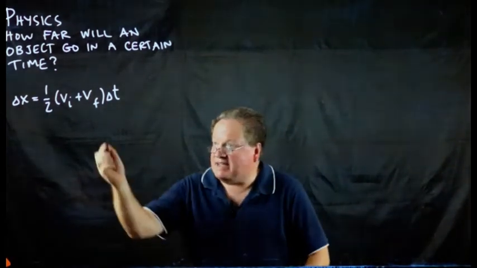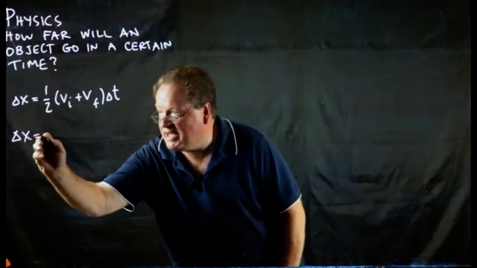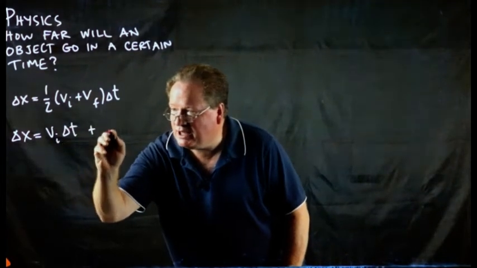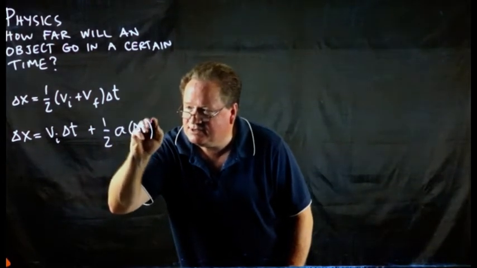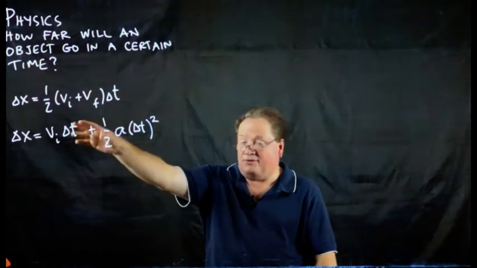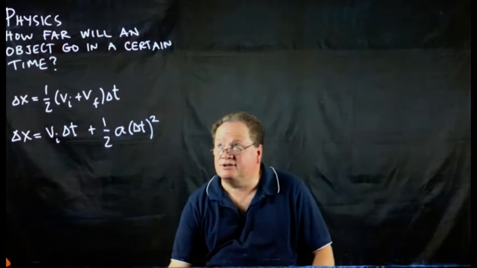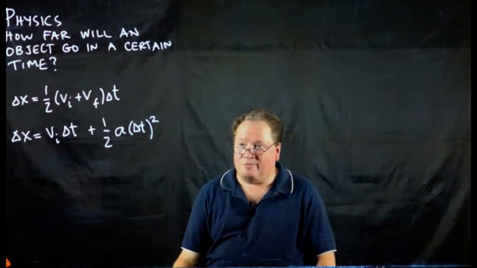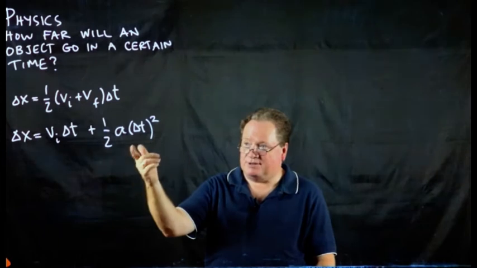So I have a second formula for delta x that looks like this. Delta x equals VI times delta t plus 1/2 a times delta t squared. Okay? So notice it solves for the very same thing. If you use this equation, you can still solve for how far that something will move. There's one big advantage to this formula over the previous one.